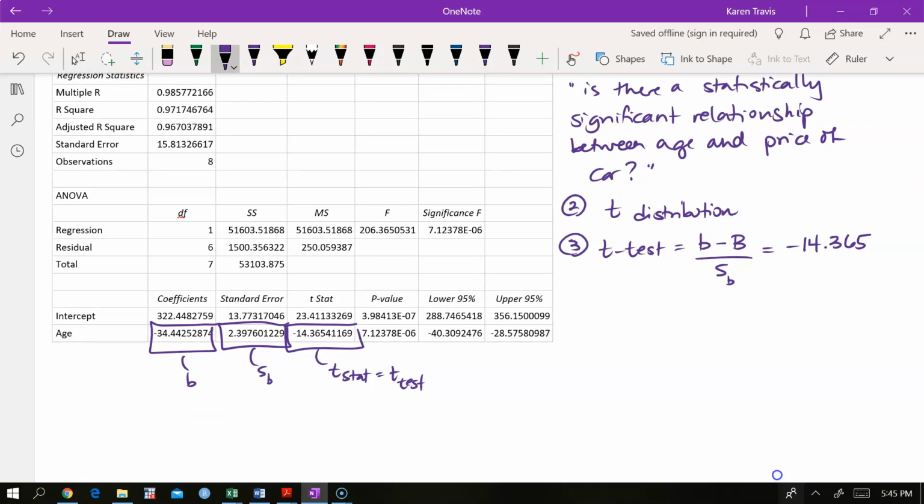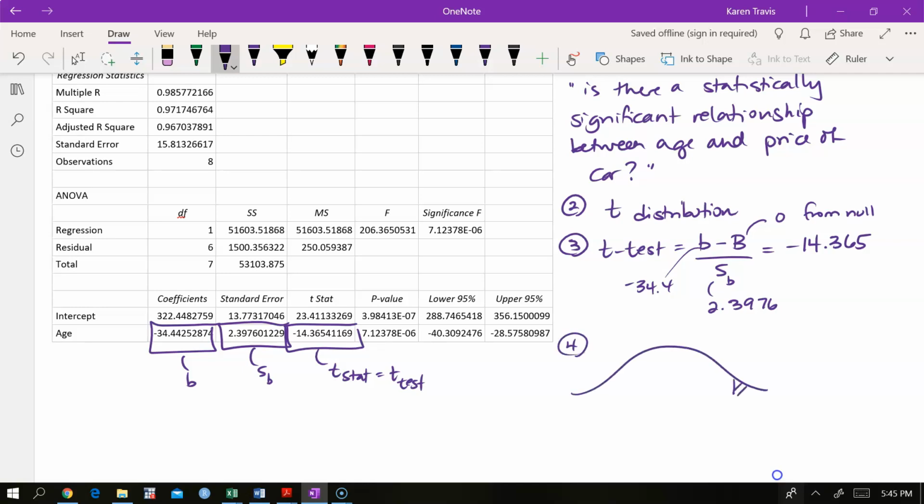If it hadn't given it to us, this piece was the negative 34.4. This piece was the 2.3976. And this is 0 from the null, because a 0 slope is when there's no significant relationship.